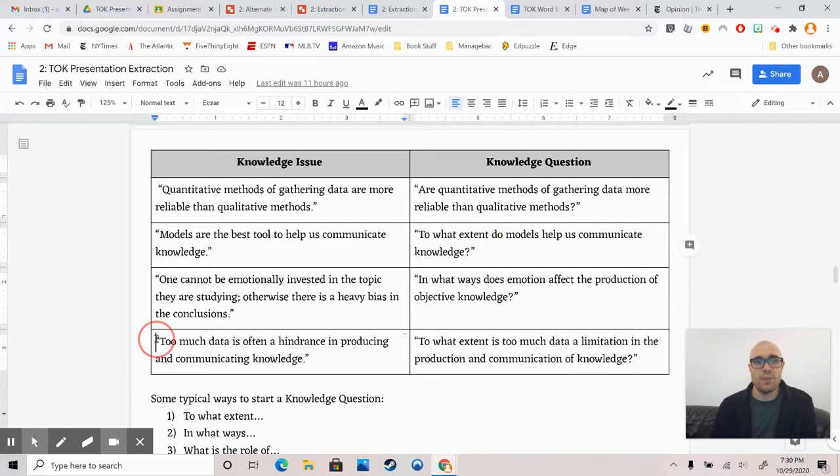How about this one right here? Too much data is often a hindrance in producing and communicating knowledge. It's a debatable claim about a knowledge issue. And so you turn that into a question here: To what extent is too much data a limitation in the production and communication of knowledge?